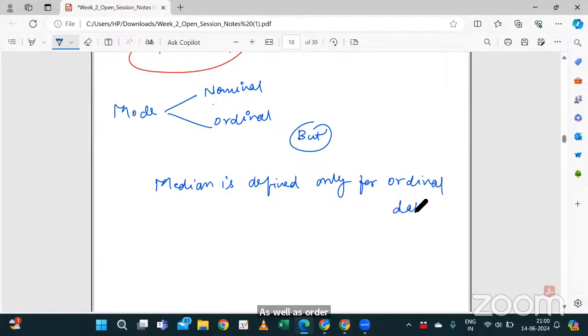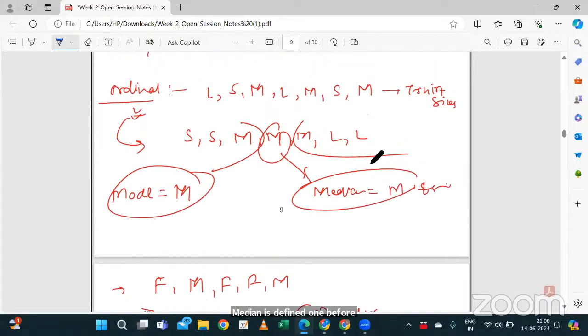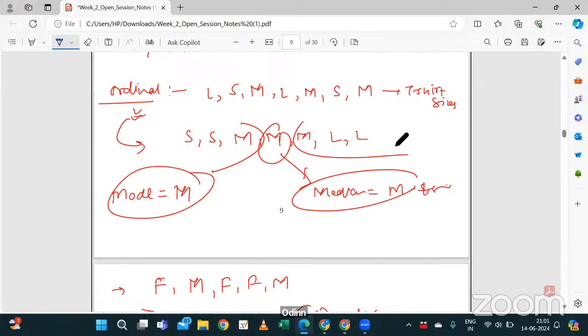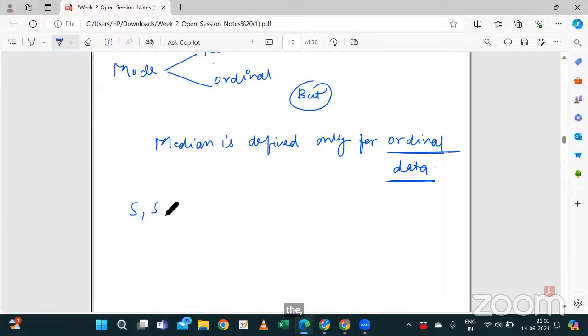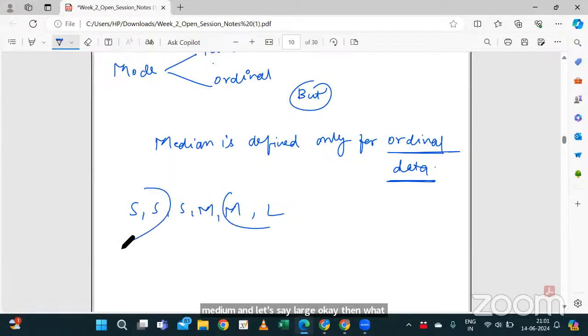So please take the example of the medium and small size t-shirts with odd terms. If you want to take even terms, let's say I have a data set small, medium, medium, and large. Then the middle is these two, S and L.